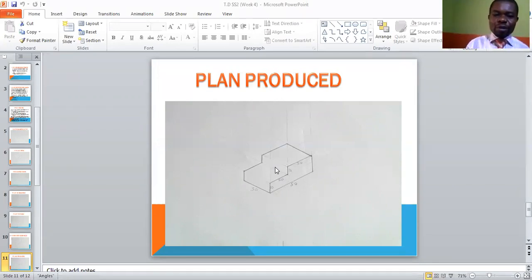The next thing for you to do is to use your ruler to join here to here with a bold line or thick line. Then this down, you join it with a bold line or thick line. This top, you join it with a bold line or thick line. You have produced that object. This is the object that was scattered. Let us look at it here. That is the last stage.